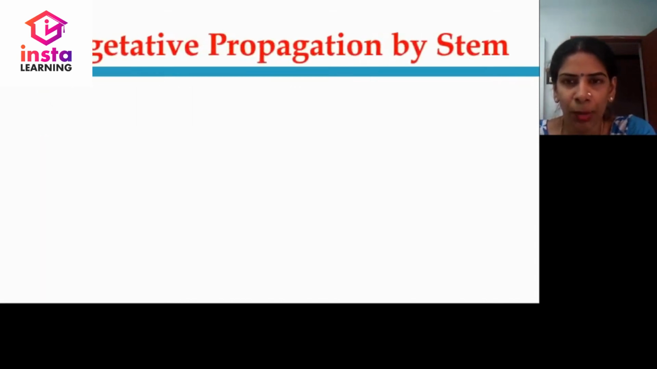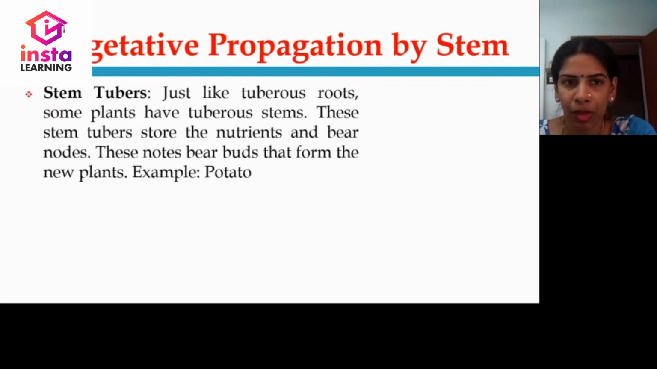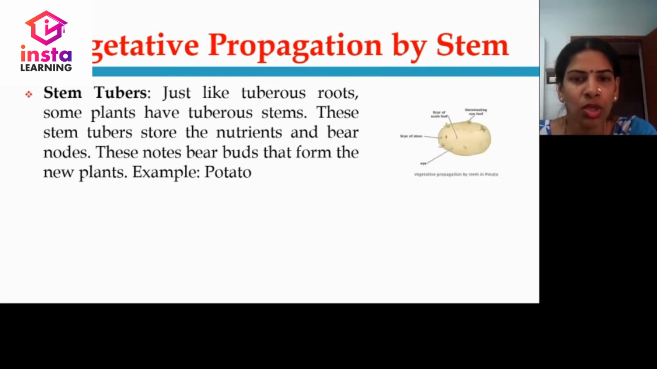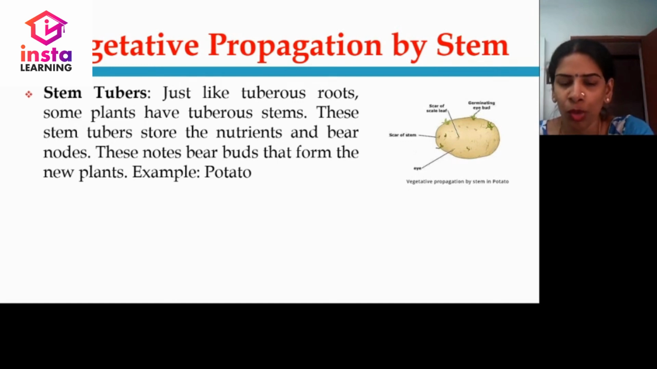Let us see vegetative propagation by stem. Stem tubers. Just like tuberous roots, some plants have tuberous stems. These stem tubers store nutrients and bear nodes. These nodes bear buds which form new plants. This is known as potato. Vegetative propagation by stem takes place in potato. You can see the eye of the potato, which is a bud that develops into a new plant.